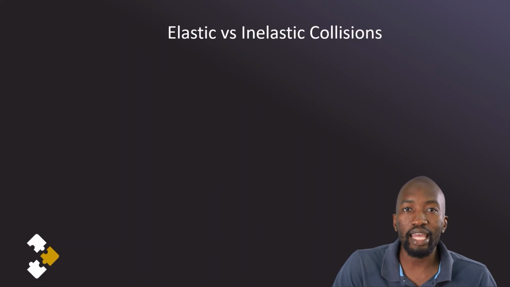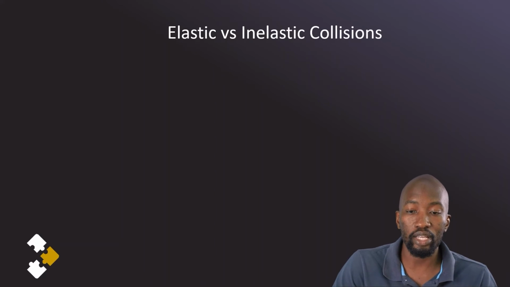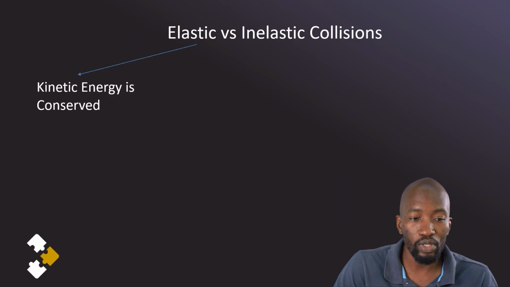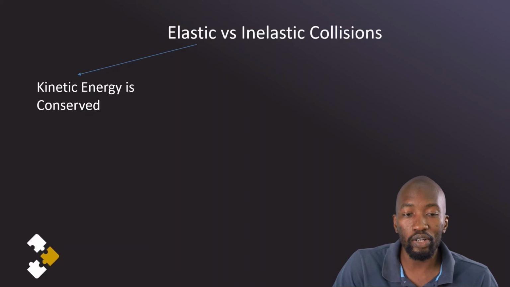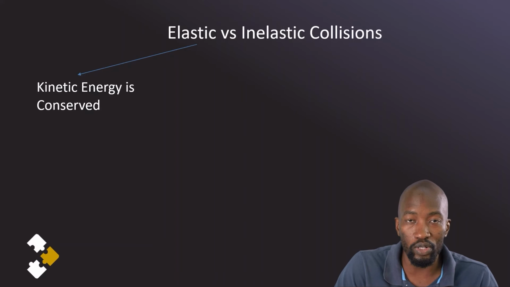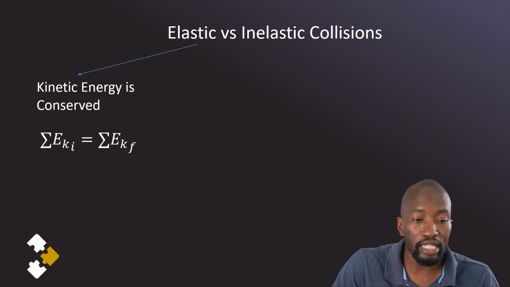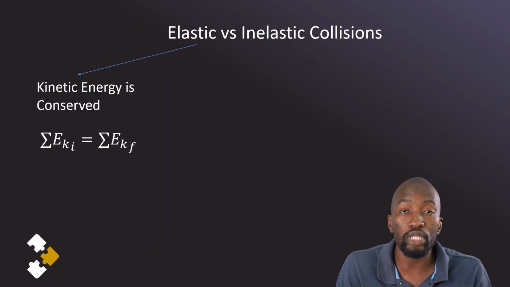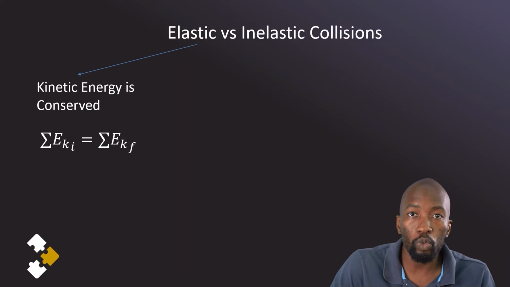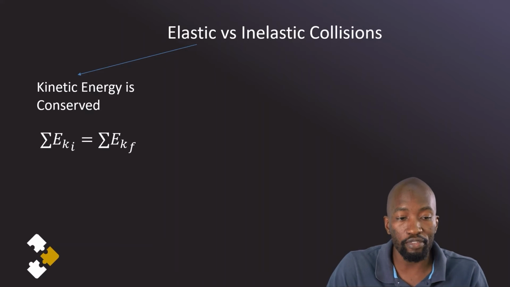Now let's look at inelastic and elastic collisions. In elastic collisions, kinetic energy is conserved. This just means the kinetic energy initially is equal to the kinetic energy after. So the sum of those energies initially will be equal to the sum of those energies after the collision.